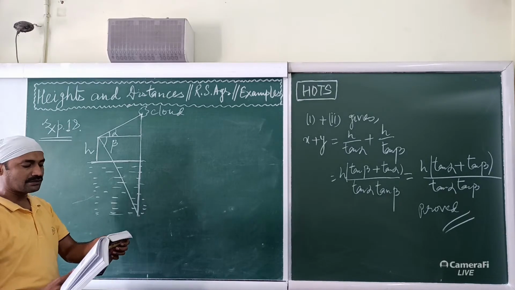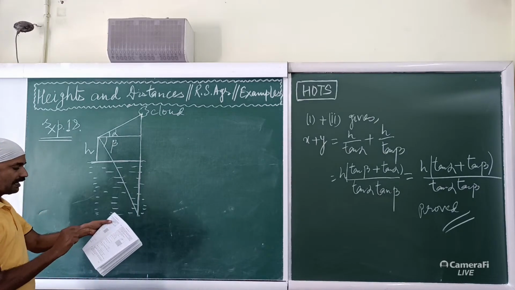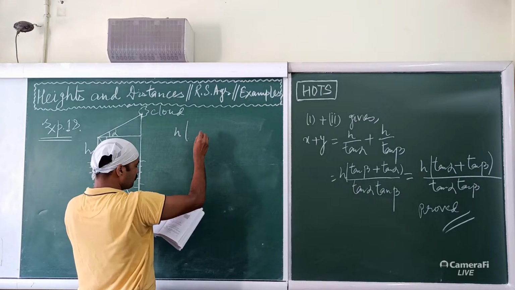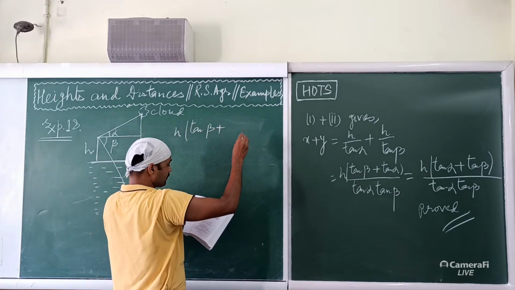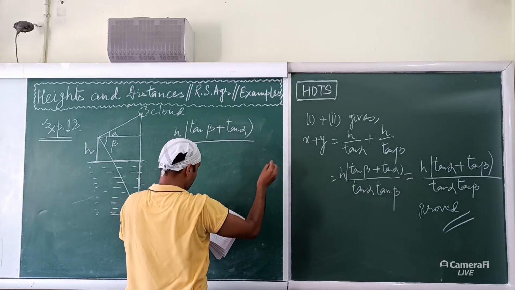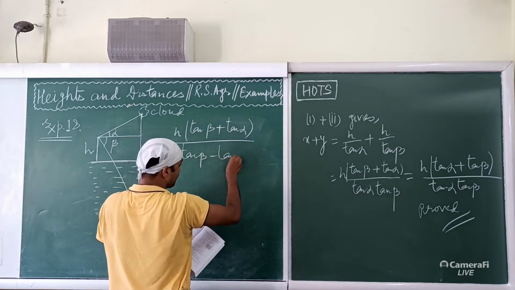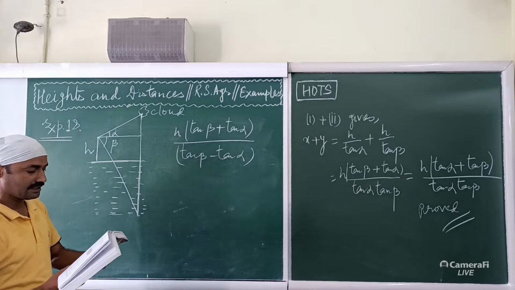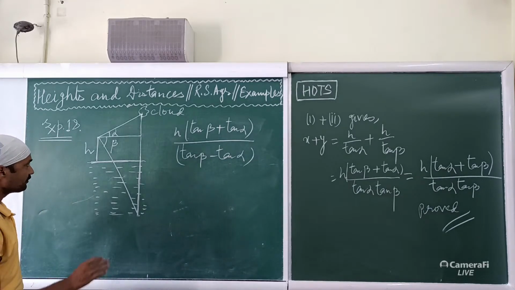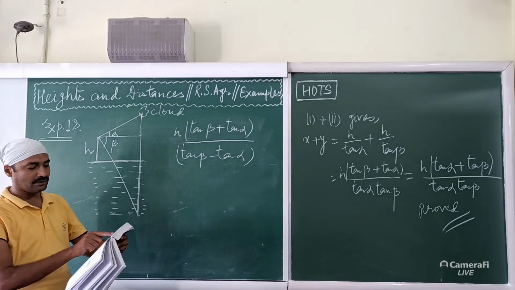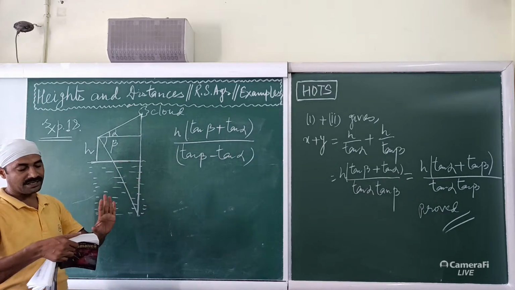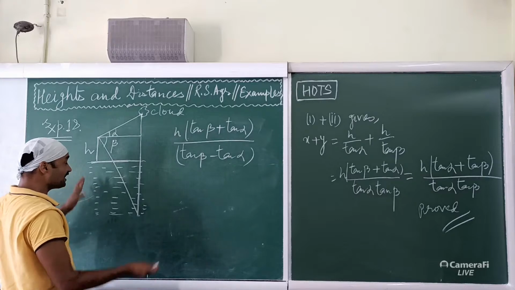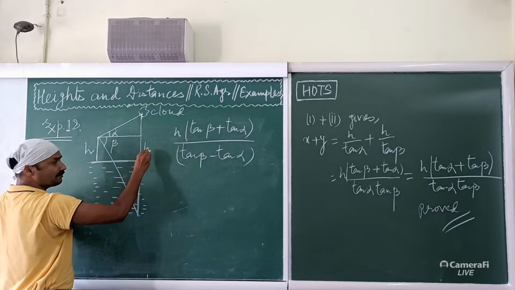We have to prove that the height of the cloud is this. Height of the cloud means this plus this. Clear? We have to prove h (tan beta + tan alpha) / (tan beta - tan alpha). This question was asked in the CBSE exam in 2008. The height of the cloud from this point. Assume this is h, then this also will be h.